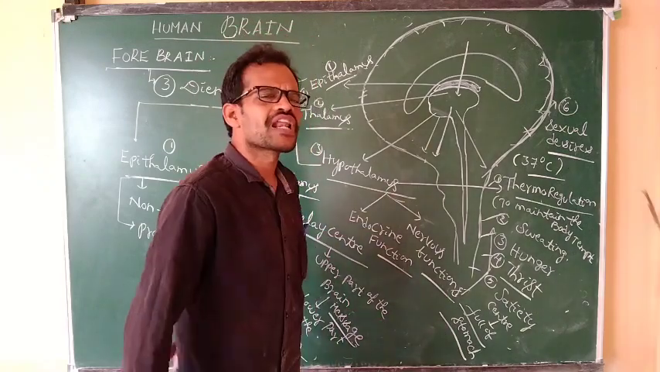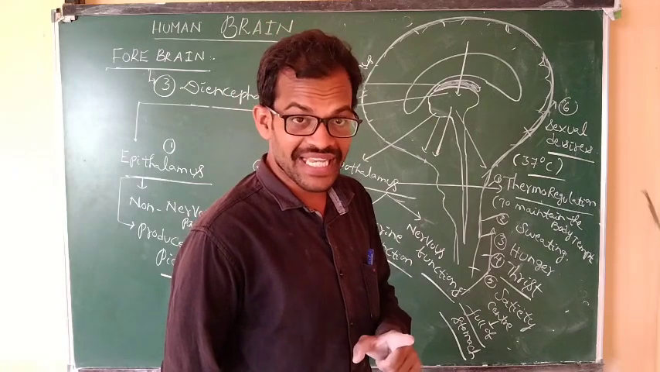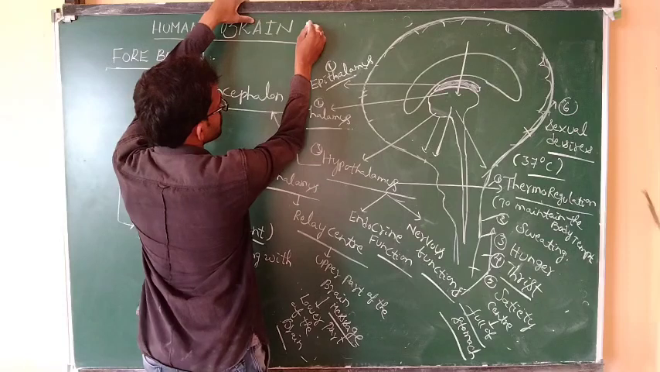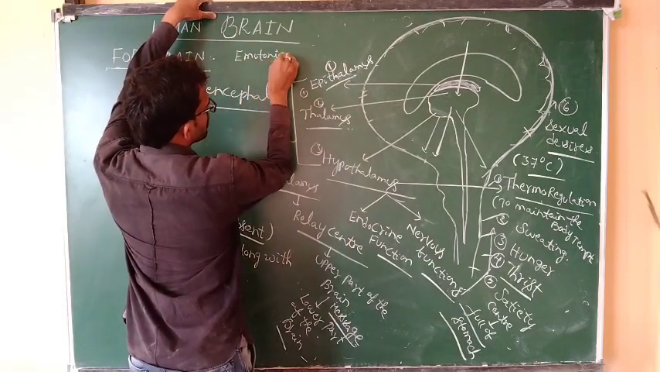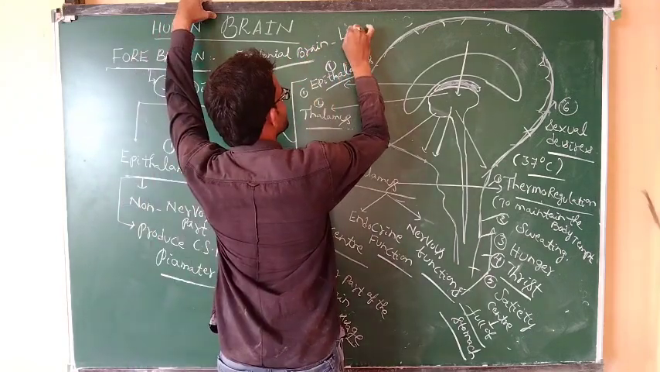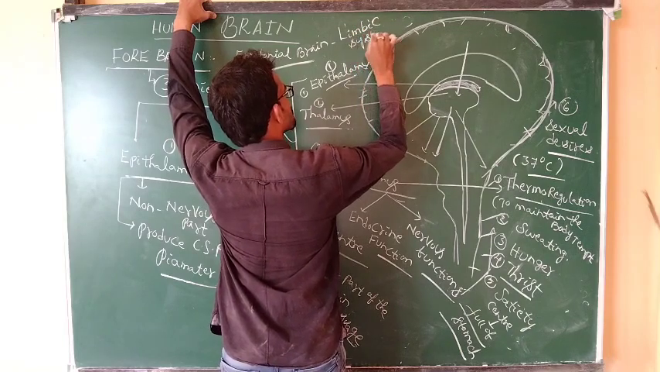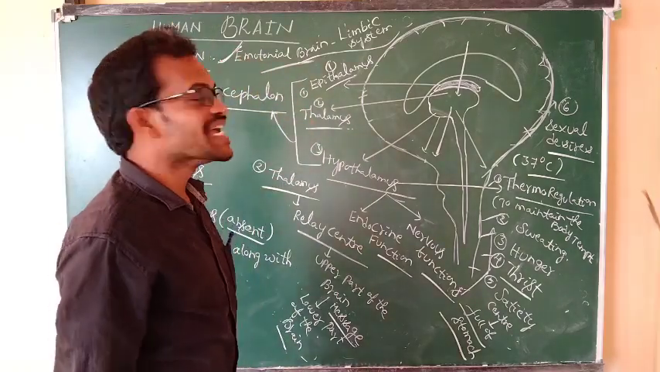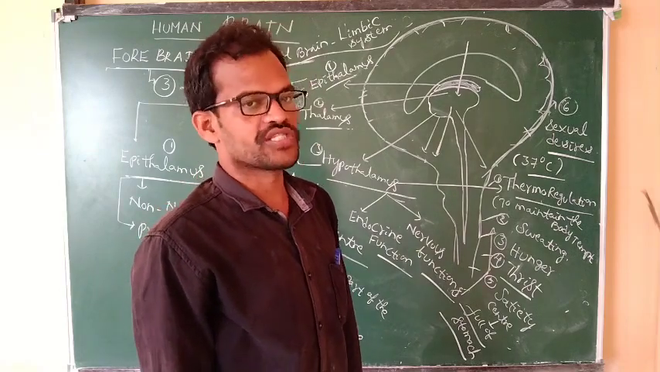The hypothalamus also participates in emotional activities. But the main emotional brain is the limbic system. Emotional activities are controlled by the limbic system.